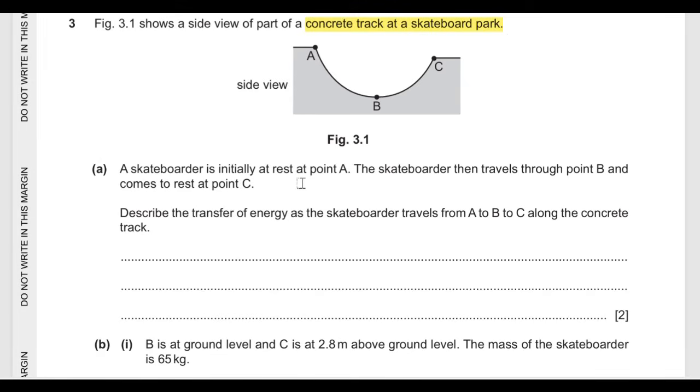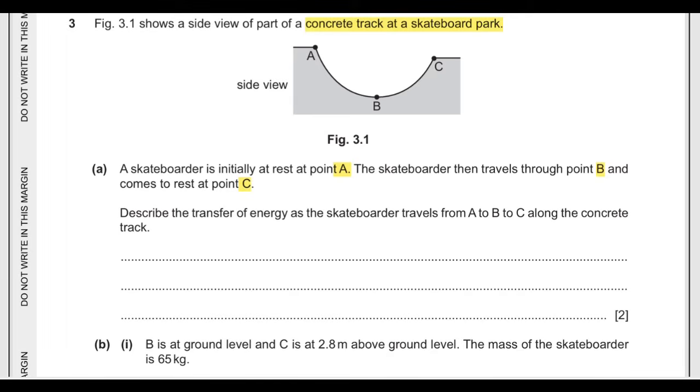A skateboarder is initially at rest at point A. Then skateboarder travels through point B and comes to rest at point C. Describe the transfer of energy as the skateboarder travels from A to B to C along the concrete track.